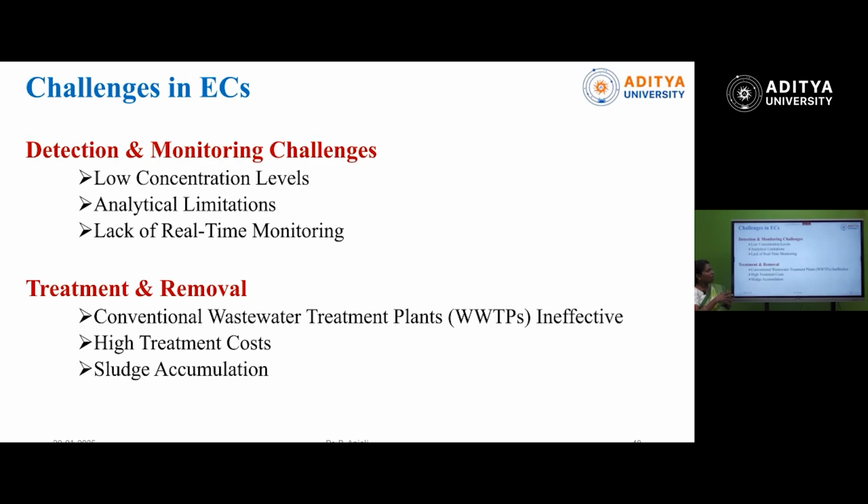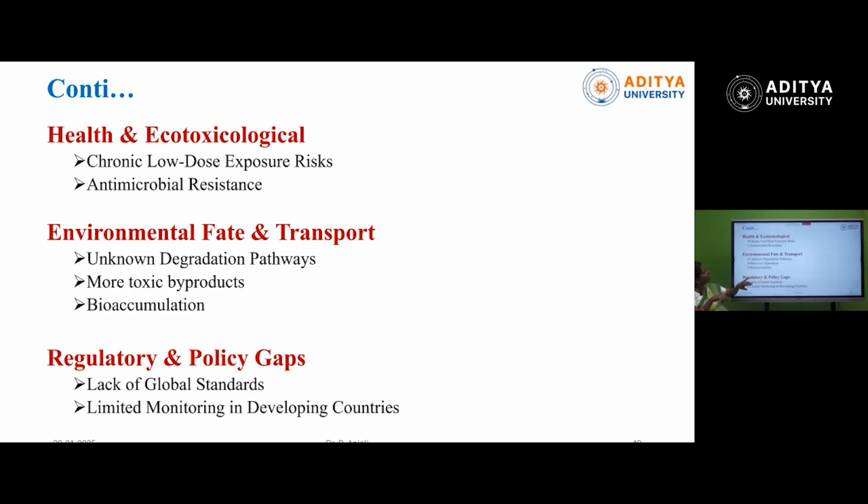Another one, treatment and removal. As I said, most of the time we follow conventional wastewater treatment, and as I told, it is not possible to remove all the pollutants. Only partially it can remove, for example 50%. So it will be ineffective. Another one, treatment cost is high. Next, sludge accumulation will take place. So all these challenges are still there in the emerging contaminants.